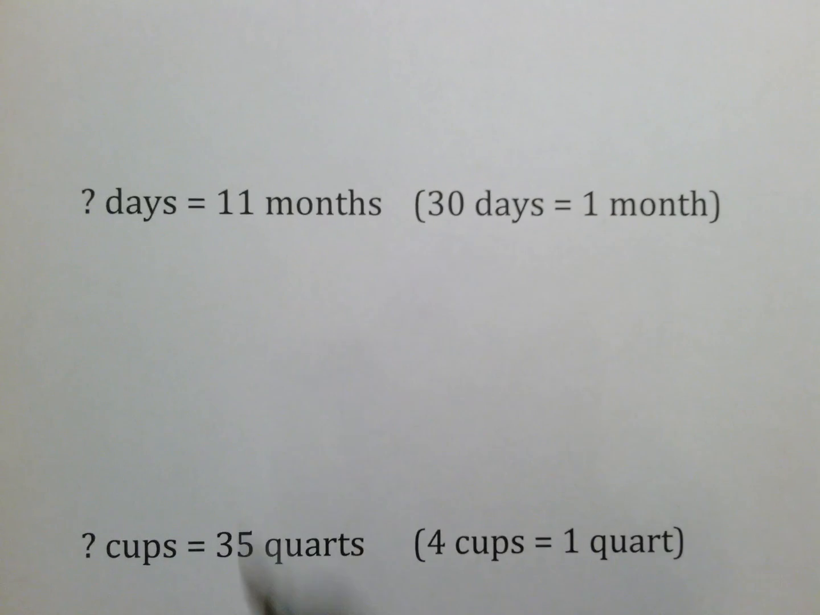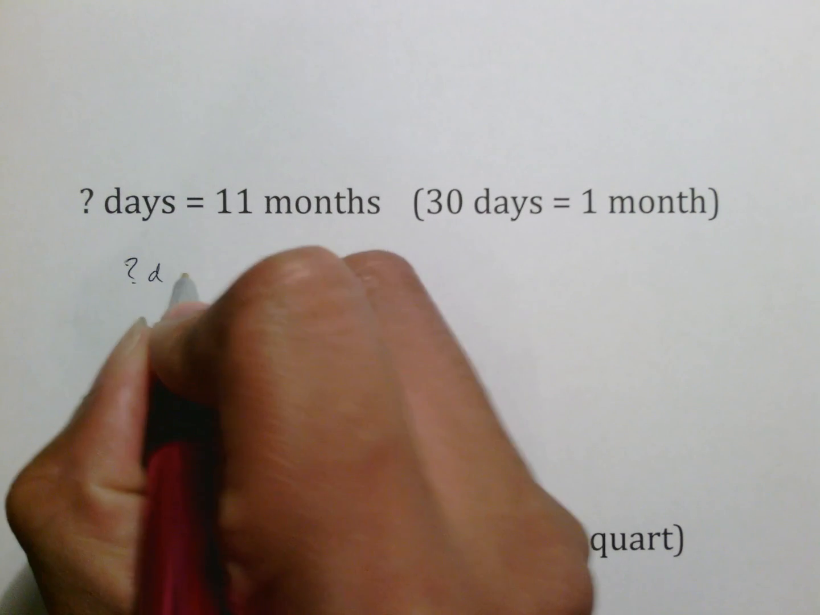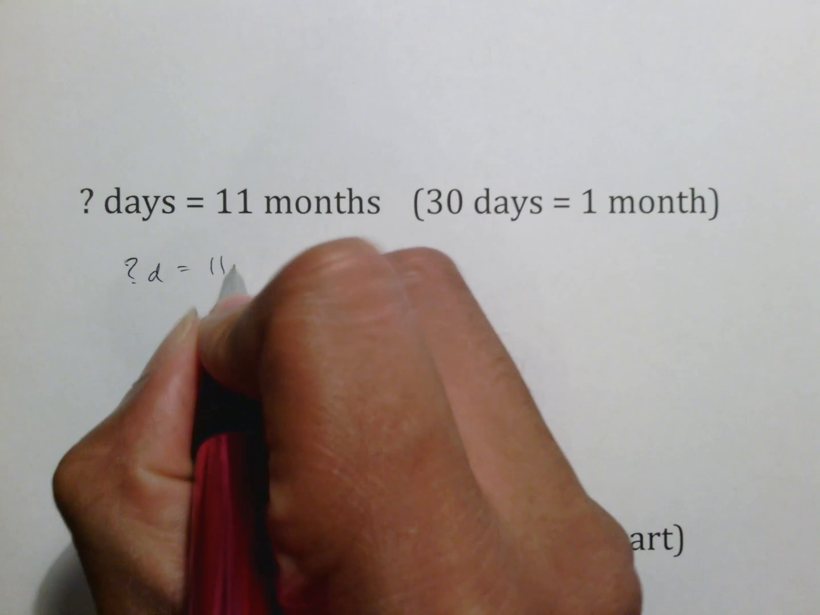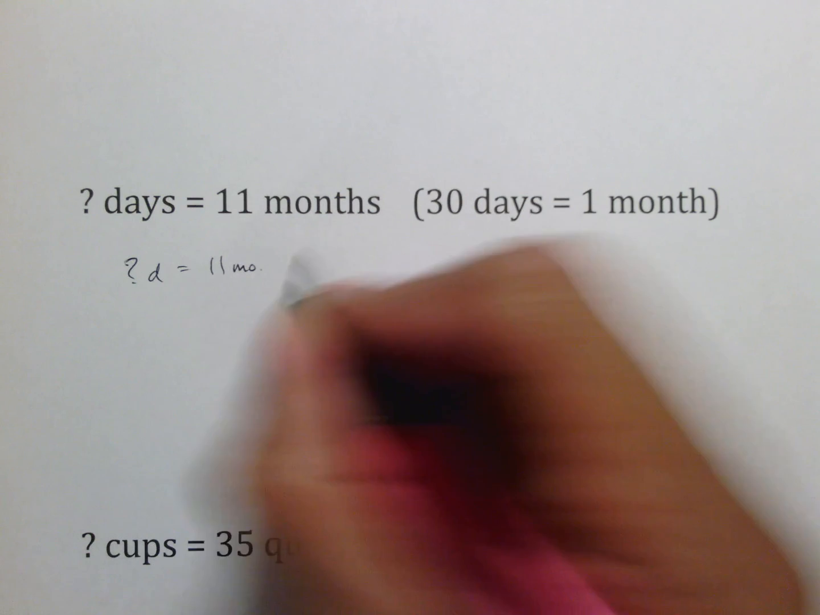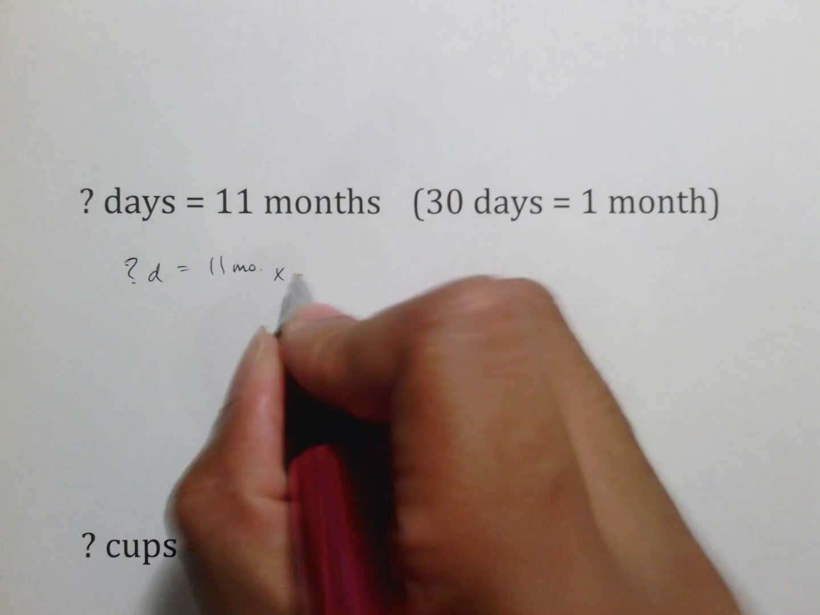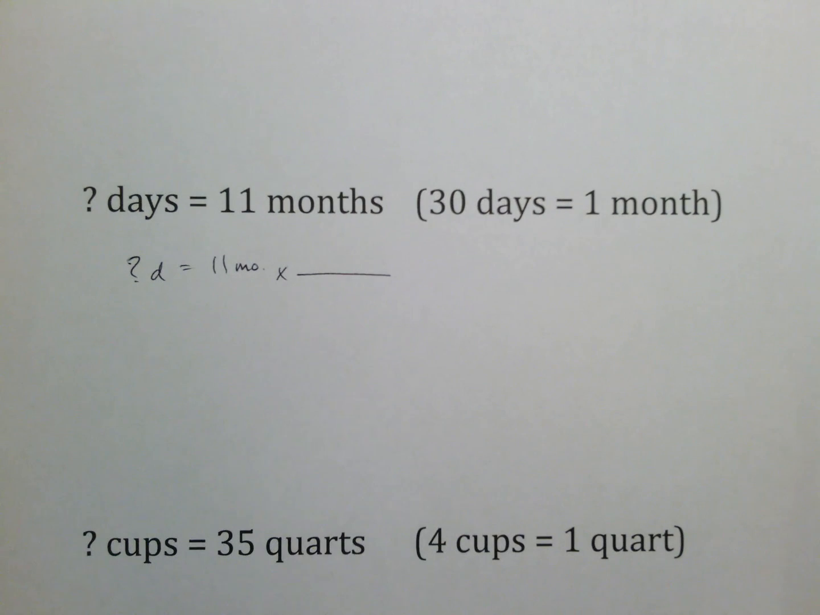Looking at the next one, question mark days equals 11 months. First off, go ahead and write it out for yourself, and then put the multiplication and the fraction right next to it. This is the easiest way, or the most surefire way to do it, that never leaves you any mistakes.